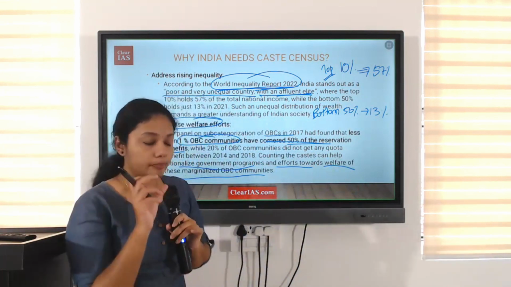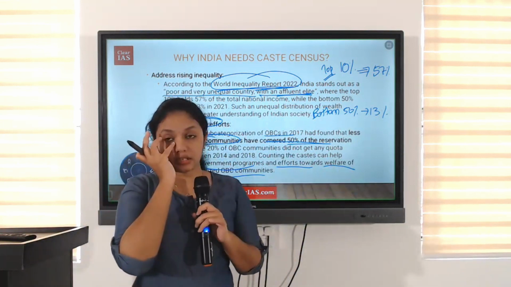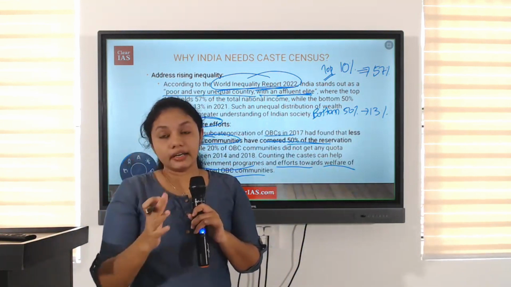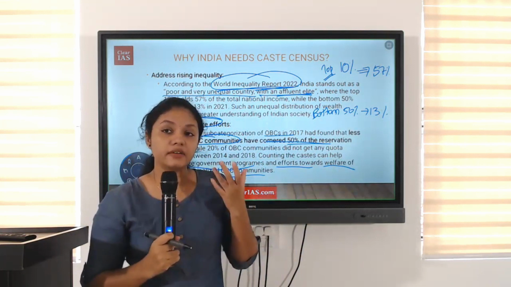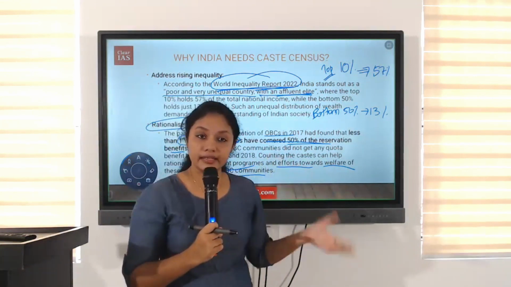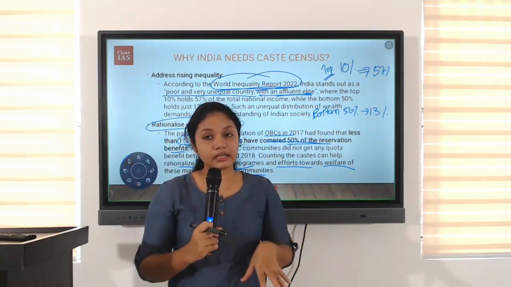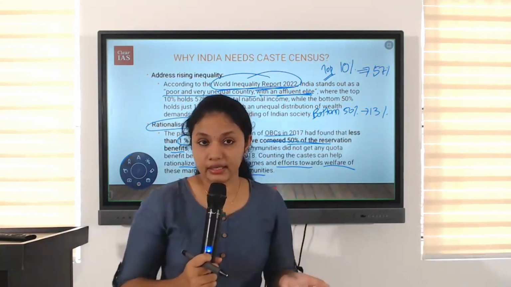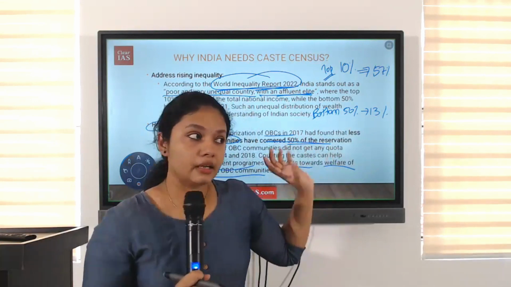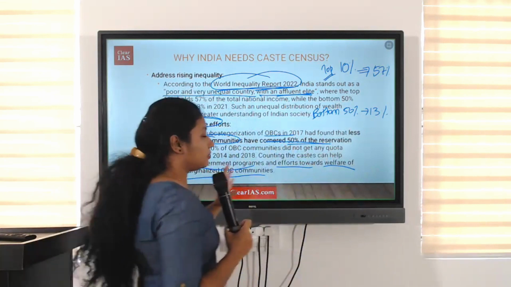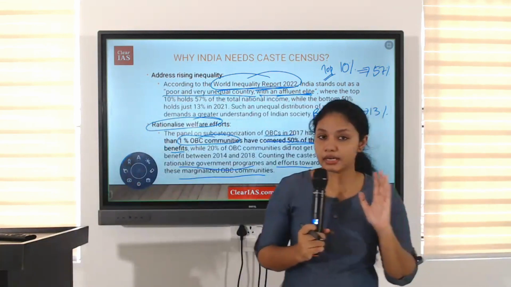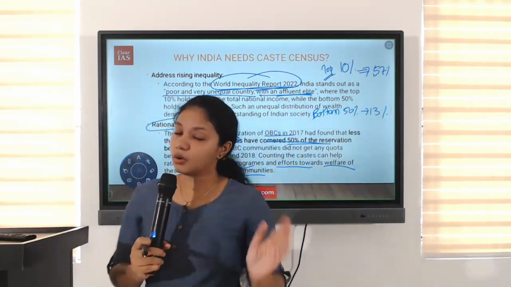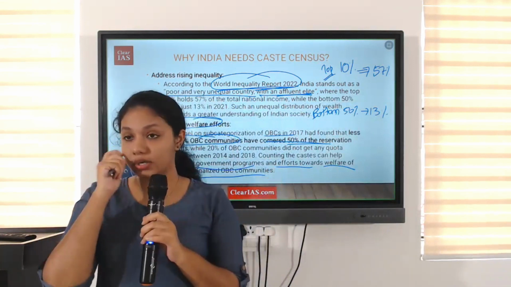The main problem with the reservation or with the identification is that nationally we have data only about the SC and ST. OBC data is based on states. That is why the problem in the correct identification for OBC reservation is occurring.